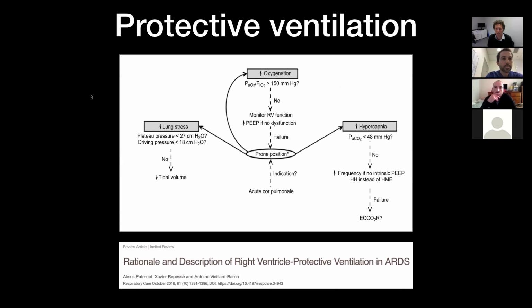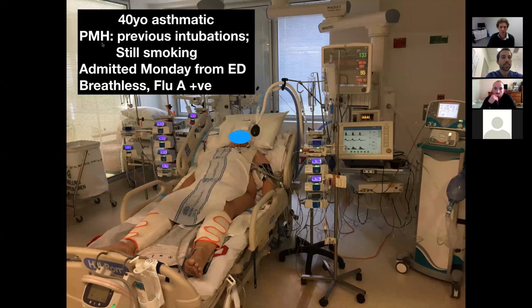I'll just skip this if that's all right. I don't think we need to talk about protective ventilation, other than to say that, again, RVs at risk, prone ventilation, because you can improve your oxygenation, you can improve your compliance, and that can help your RV. And that's one of the ideas that particularly Antoine Vieillard-Baron talks about, is he's a big proponent of doing prone ventilation in those with RVs that are at risk when they've got ARDS.